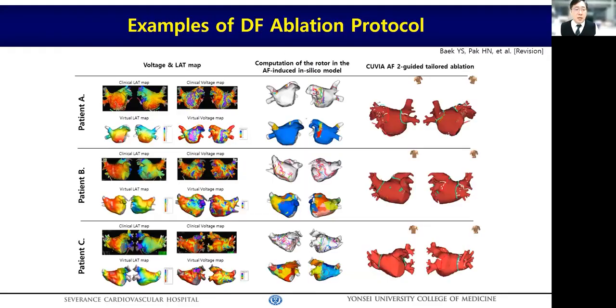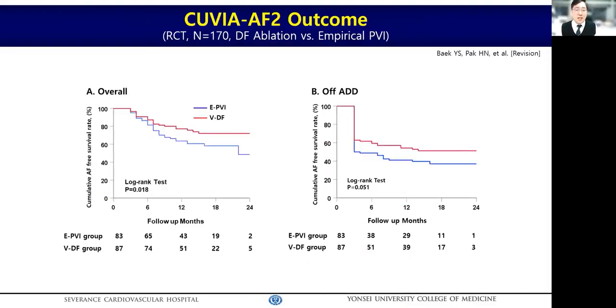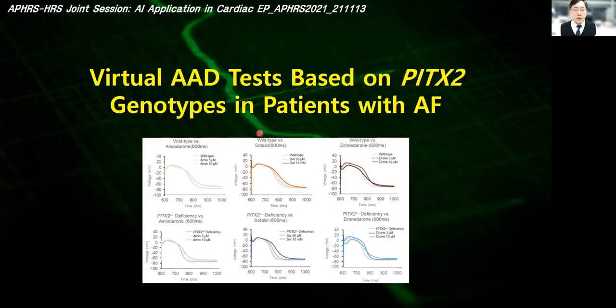In the virtual DF group, in cases with the DF site located in the pulmonary vein, we finished the procedure after PVI alone. In the virtual DF group, in cases with extra-PV dominant frequency, we conducted additional ablation at the DF sites. In the empirical ablation group, in cases with extra-PV dominant frequency, we did not touch those extra-PV dominant frequency sites. This is the outcome of the Cubia AF2 trial. Computational modeling guided additional dominant frequency ablation showed significantly superior rhythm outcome than empirical ablation in patients with persistent AF.